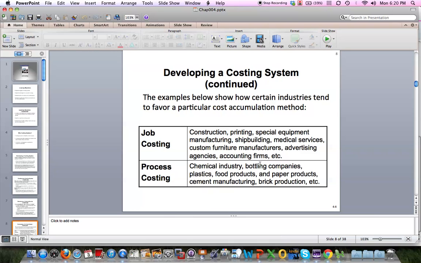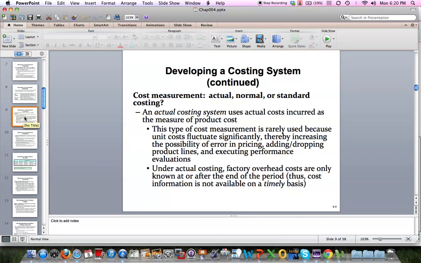Process costing then is, again, those homogeneous products that we're continuously making. An oil refinery, chemicals, bottling companies, many food products, things like that. That's a whole different animal when it comes to accounting, so it's a little bit more complicated. So it's important to understand job costing before you move on to process costing.